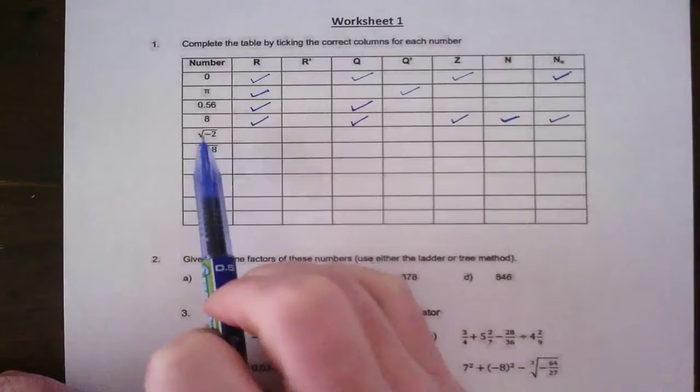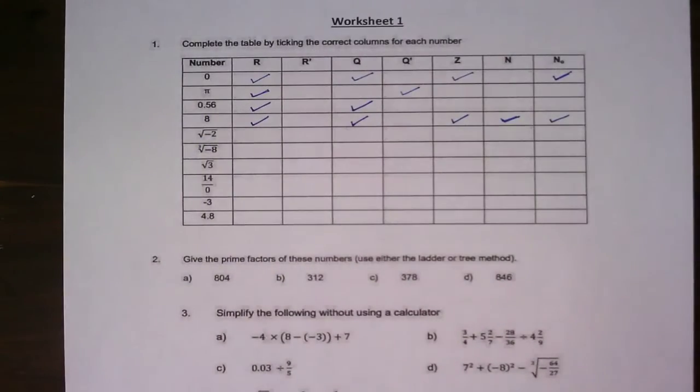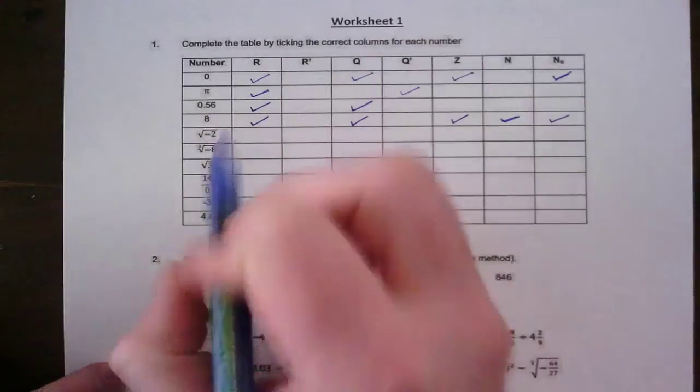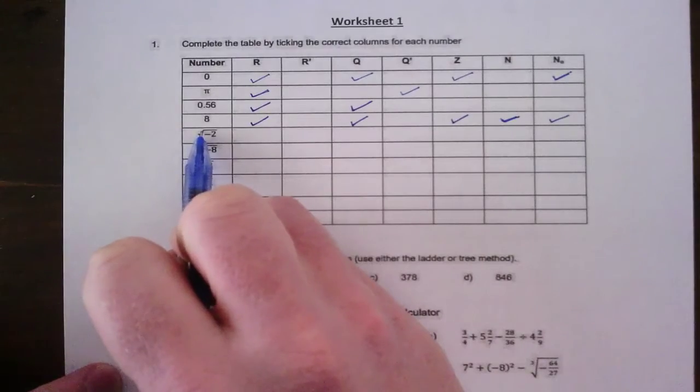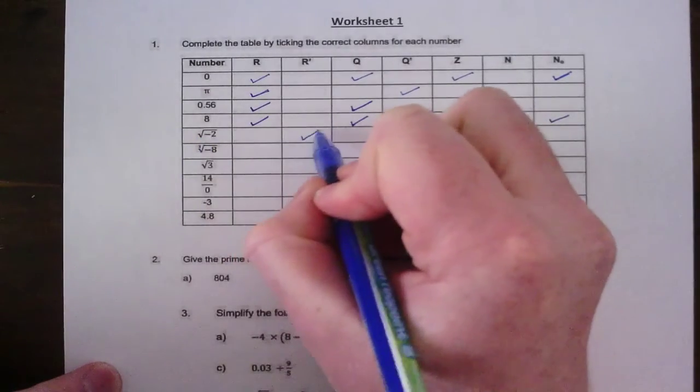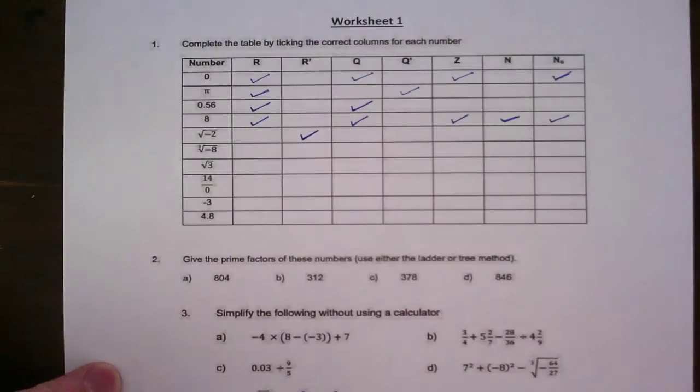The next example we've got is the square root of -2, which is an even root of a negative number. So per our definition, that would be a non-real number.